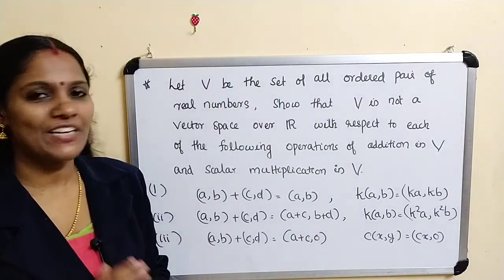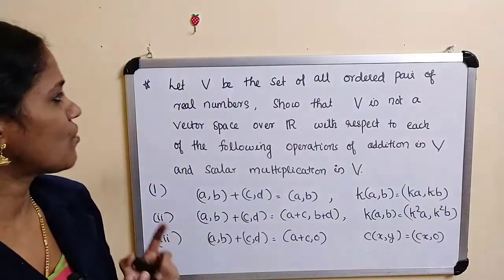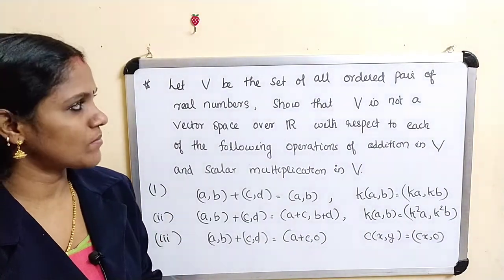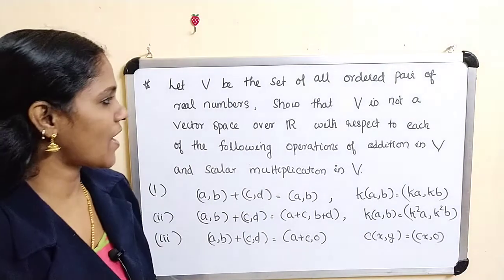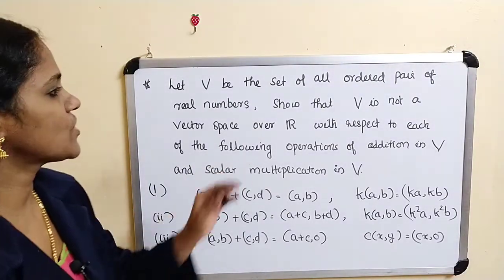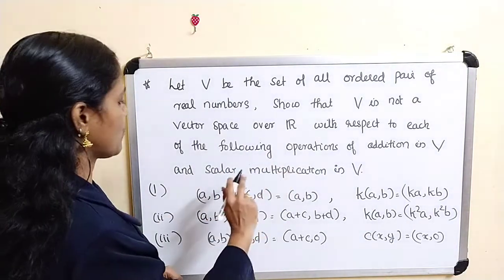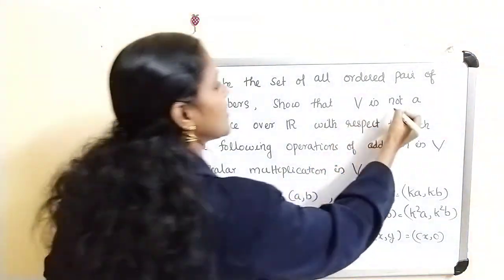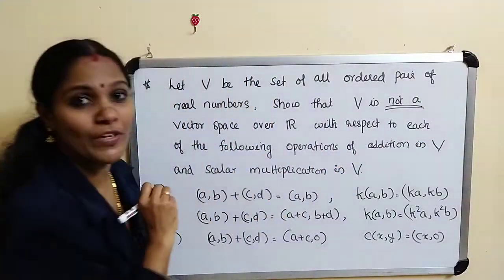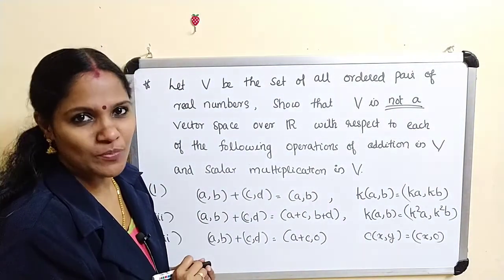And the problem is, let V be the set of all ordered pairs of real numbers. Show that V is not a vector space over R with respect to each of the following operations of addition in V and scalar multiplication in V. We have to prove V is not a vector space.